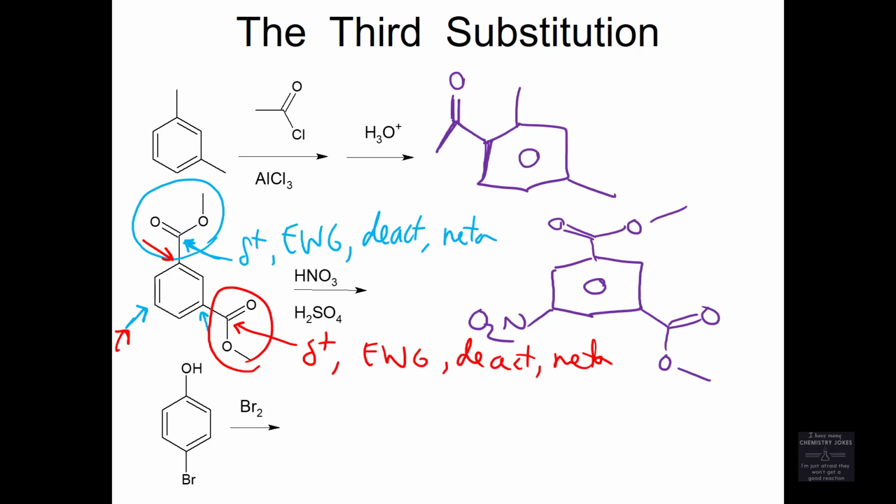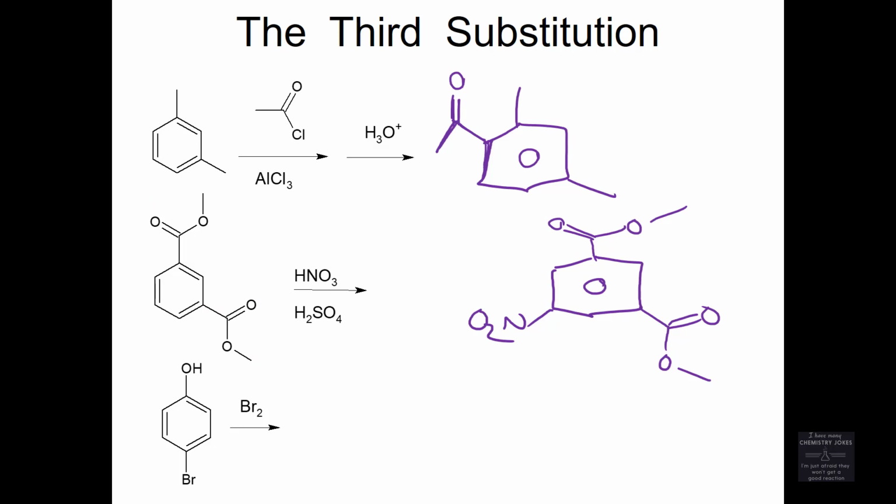NO2. Yep. Blue circle group. That's got a benzylic lone pair. Lone pair, that's what that stands for. It's an electron donating group. It's an activator. It's an ortho para director. Ortho to him is here, here, and occupied.